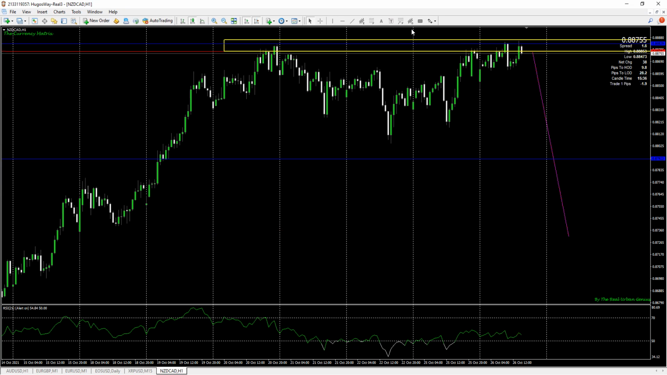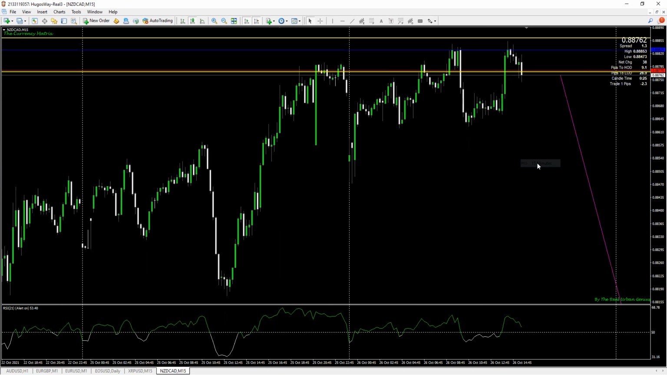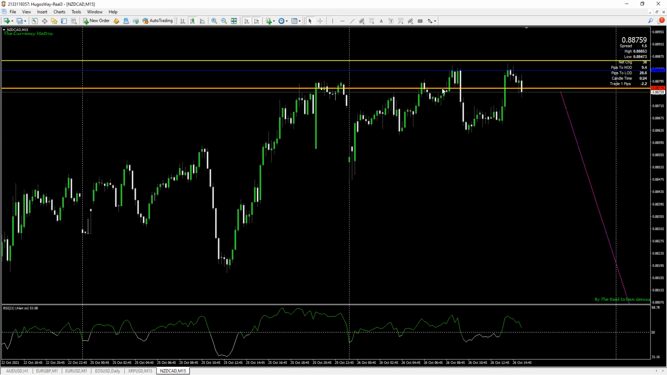All right, I dropped a short position on New Zealand CAD. Let's go into the 15 minute. Here's the 15 minute again, still showing that double top.